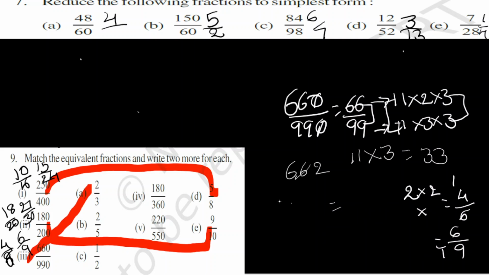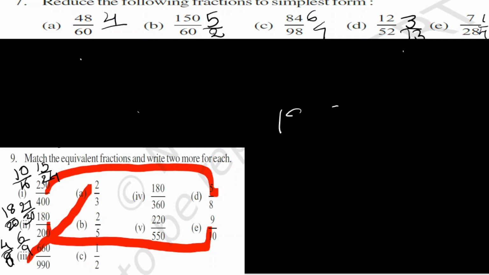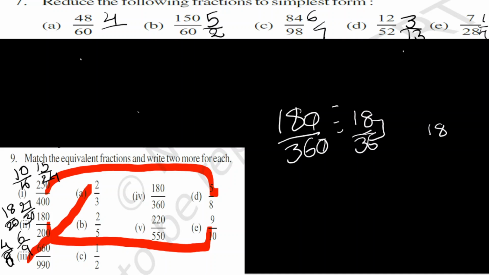Let's take another example, 180 by 360. Let's strike these zeros. The fraction becomes 18 by 36. Here 18 is the only common factor. Let's check it with the factorization method.